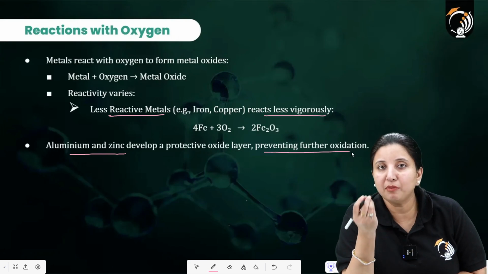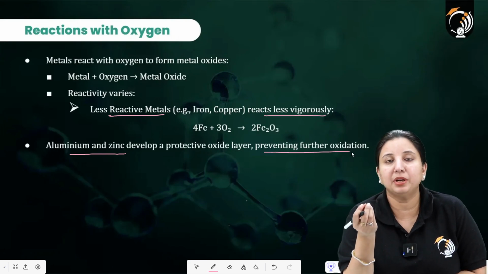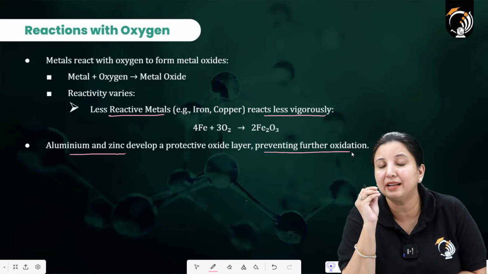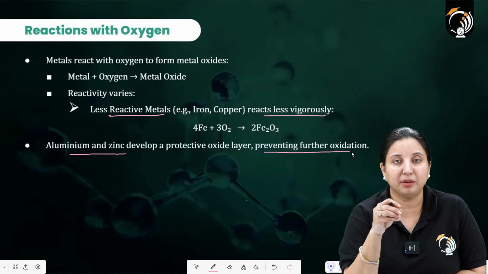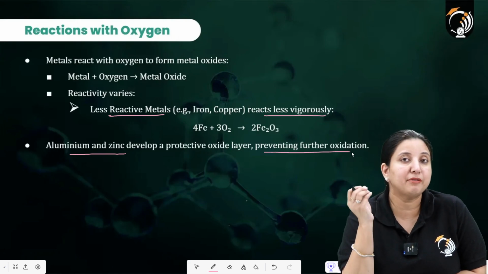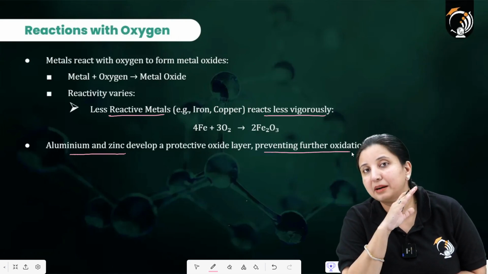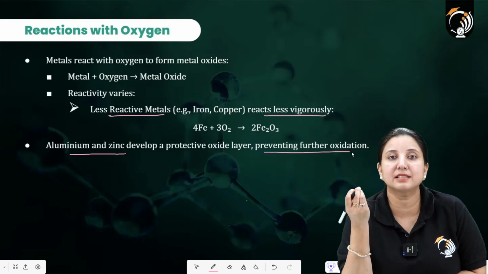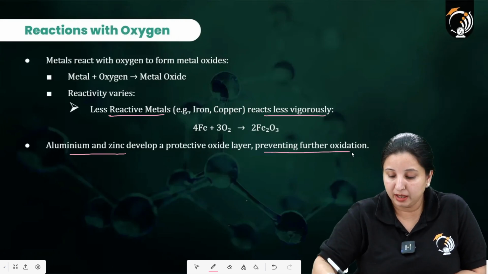Say, if I want to make a reaction of aluminium, first I need to remove the oxide layer from the surface of the aluminium. Then it is going to show a reaction. But if I do not remove the oxide layer, then that particular oxide layer is going to work as the protective layer for the aluminium.